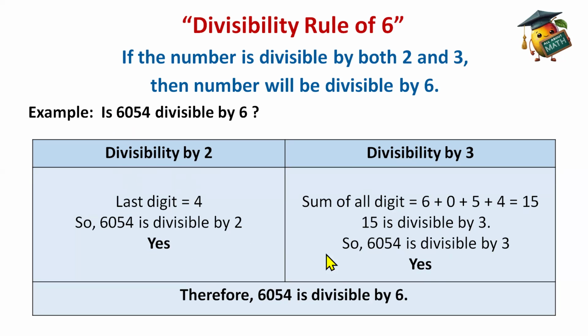So for that, you need both yes. If there is one no and one yes, then it's not divisible by 6. Or both no's, again not divisible by 6. Both should be yes. It should be divisible by 2 and divisible by 3. Then only it will be divisible by 6. And how will you learn, you already know. 2 3s are 6. So you can learn with that, that you need to check the divisibility rule of 2 and 3 for 6.